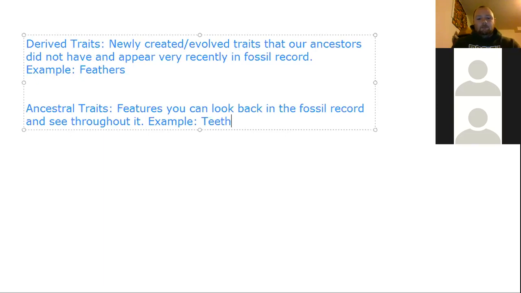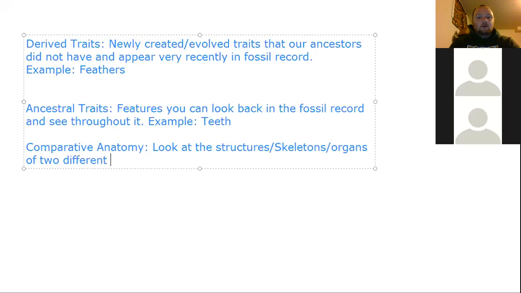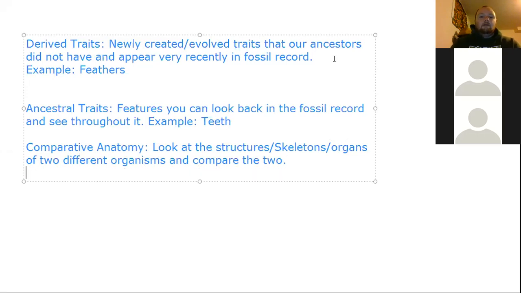Okay, so the fossil record and looking at these derived and ancestral traits is a couple of different ways that we look at organisms, okay, and compare them. Another way, speaking of comparing, is through this thing called comparative anatomy. Okay, and it's exactly what it sounds like. This is where we look at the structures, okay, skeletons, and then sometimes when you're looking at things beyond just the skeleton, you can sometimes look at the organs of two different organisms and compare the two, okay? And so we have three different types of structures we look at when we're looking at comparative anatomy, okay? And the first one and the most important one is going to be homologous structures.